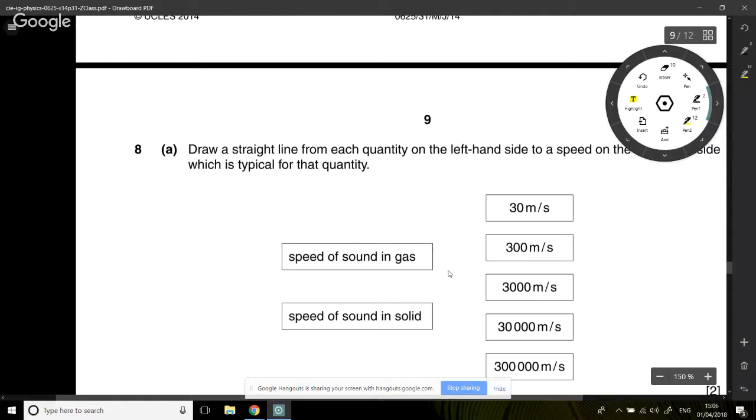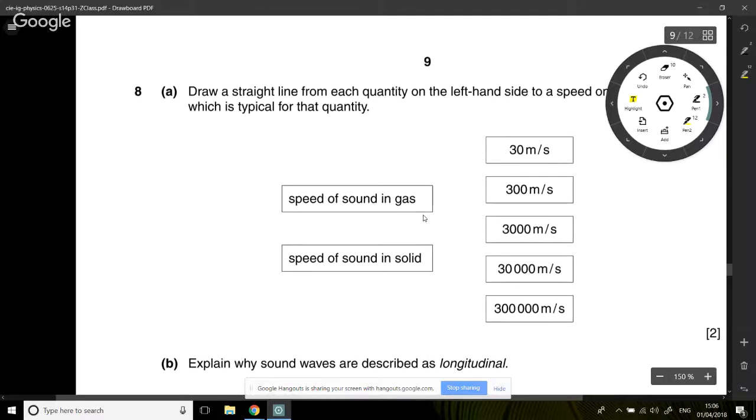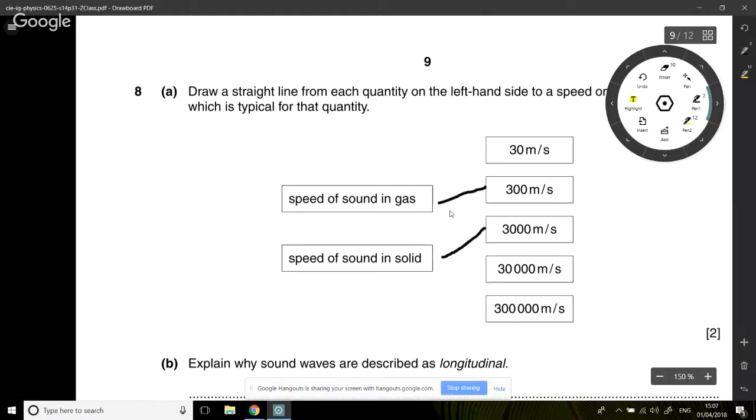All right, this is a question to do with making sure a student has an intuitive idea of the magnitudes of the numbers. They just want the speed of sound in a gas and the speed of sound in a solid: around 300 meters per second in air, and around 3,000 meters per second in a solid. This is because a solid is densely packed and can transfer the vibrations very efficiently and quickly, whereas the speed of sound in a gas is significantly slower because of its compressibility, the fact that it can get squished and squeezed a lot easier.